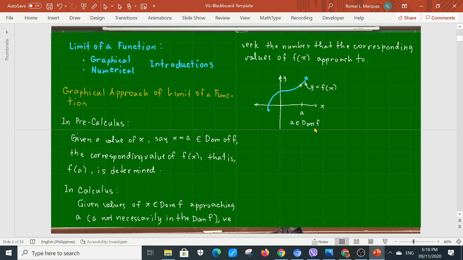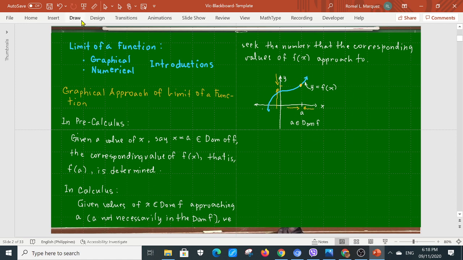Then this point is in the domain of f. And we want to know how the values of the function are, let's say, where they are approaching. Where are they trying to go, as your x goes here from the left or goes here from the right? Your x values get closer and closer to a. So what is happening to the y values? In this case, a is in the domain of f.